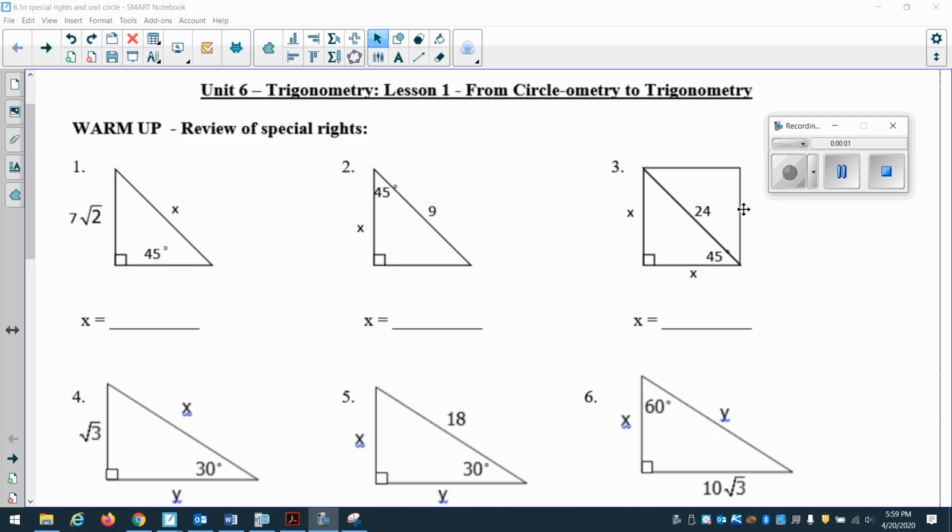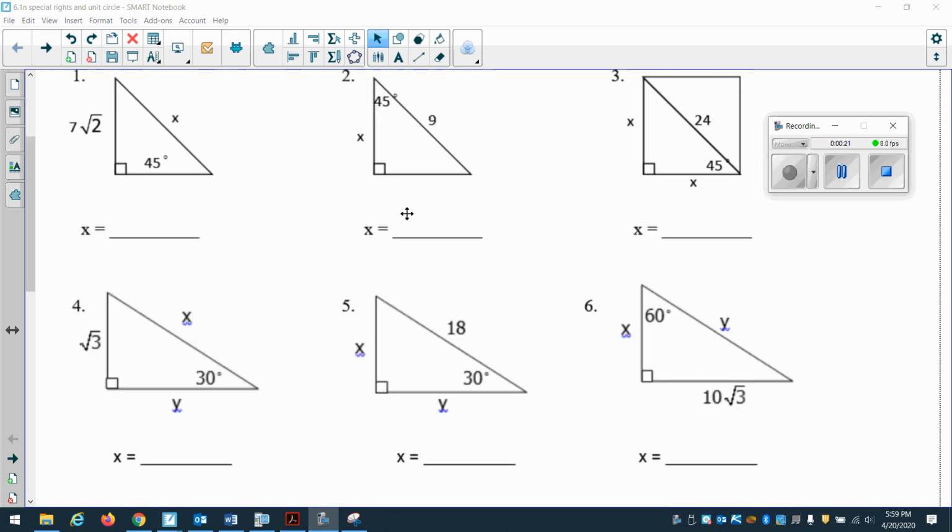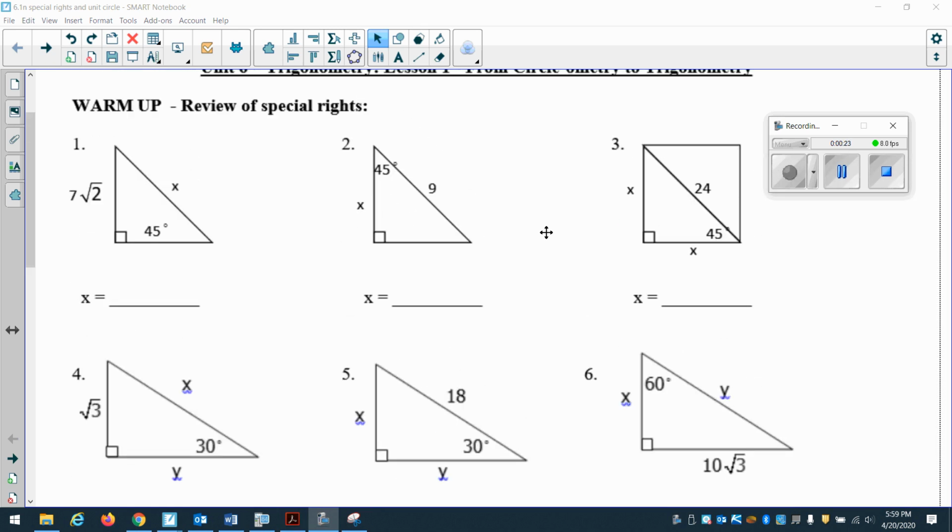All right, so this is continuing our new unit for trig. Okay, you guys had a review on special rights. We went over a few cases of special rights in the previous class. Now we are going to do a warm-up, 1 through 6, on the first page of the notes.